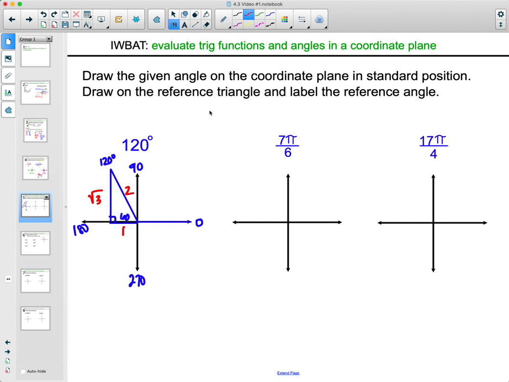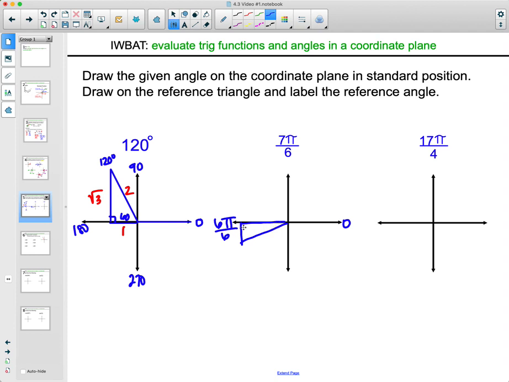7 pi over 6, okay? So this would be 0. This is pi, but when we're in sixths, instead of thinking of it as 1 pi, I would think of it as 6 pi over 6, so that you have a denominator of 6. So 7 pi over 6 would be in the next quadrant. It would be 1 pi over 6 past this. So 7 pi over 6 would be right here.